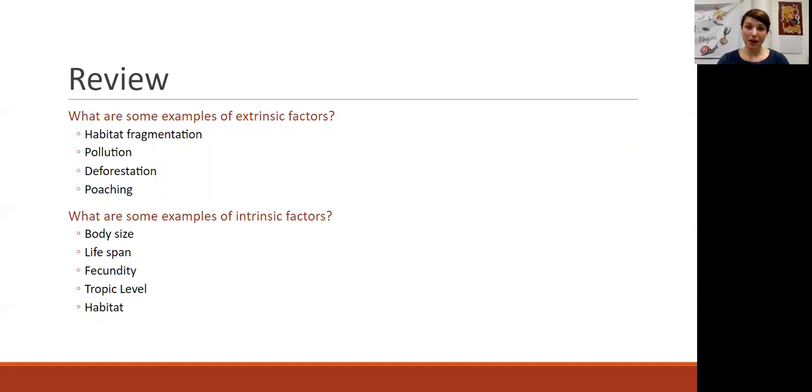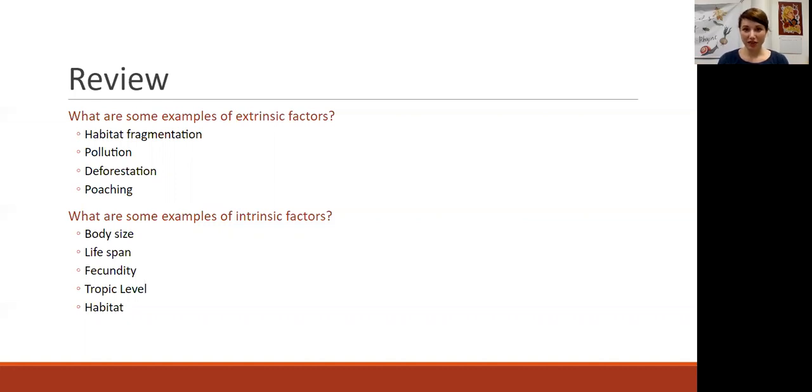So thinking about our last lecture, some quick review, right? We talked about the IUCN and how they are the group that makes this red list of endangered species. And in order to do that, they look at both extrinsic and intrinsic factors. Extrinsic factors being ones that are outside the animal's biology that are ultimately going to have an effect on their vulnerability. So we're looking at habitat fragmentation, pollution, deforestation, poaching.